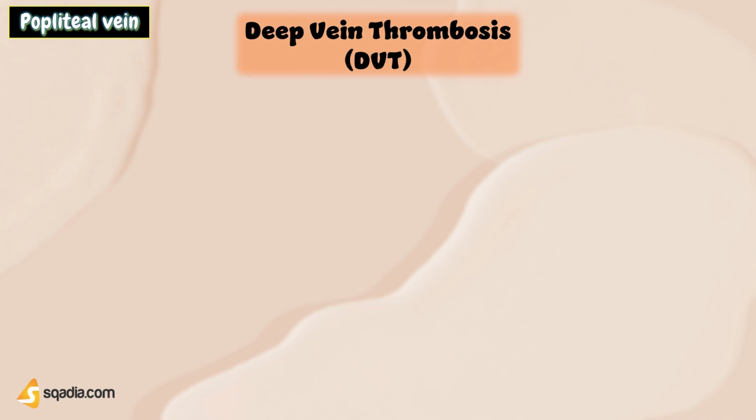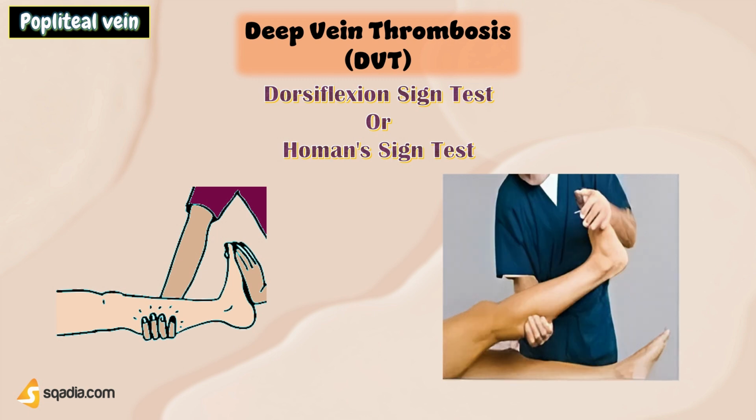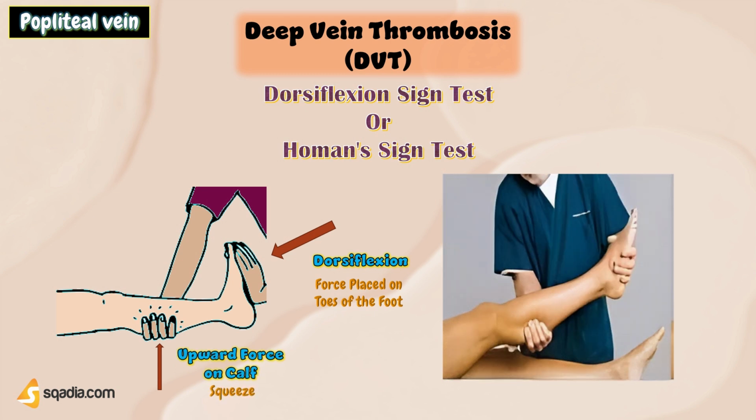Additionally, during physical examination of suspected patients, a test called the dorsiflexion sign test, or the Hohmann's sign test, is performed, in which the patient is asked to extend the knee and the clinician forcefully dorsiflexes the foot and uses the other hand to squeeze the calf area. Deep calf pain and tenderness may indicate presence of DVT. This shows the positive Hohmann's sign.